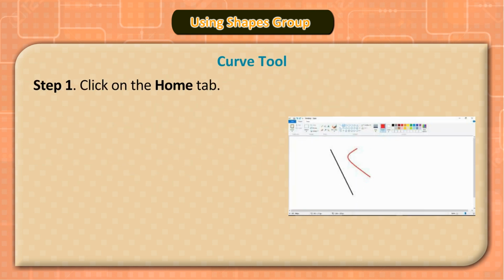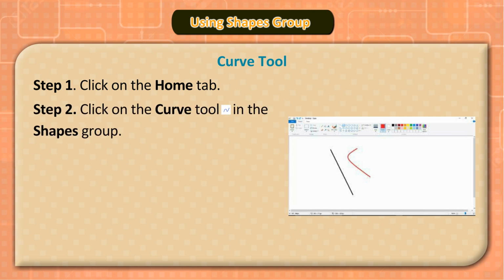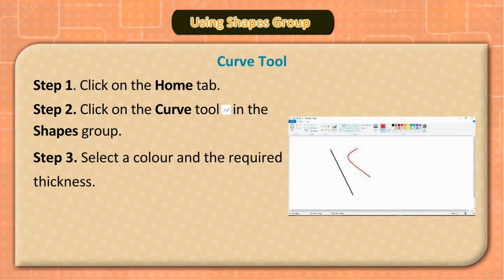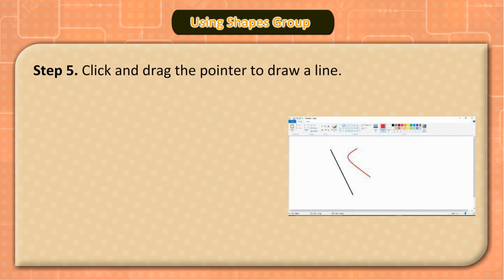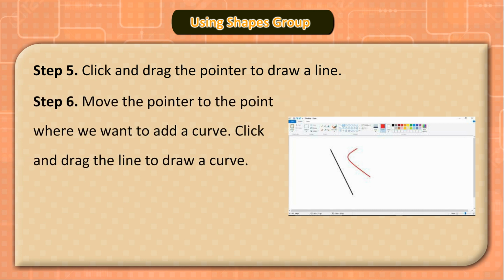Curve tool. Step 1. Click on the Home tab. Step 2. Click on the Curve tool in the Shapes group. Step 3. Select a color and the required thickness. Step 4. Bring the mouse pointer on the drawing area. Step 5. Click and drag the pointer to draw a line. Step 6. Move the pointer to the point where we want to add a curve. Click and drag the line to draw a curve.